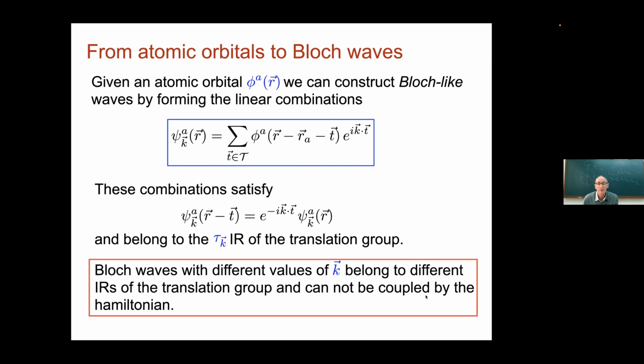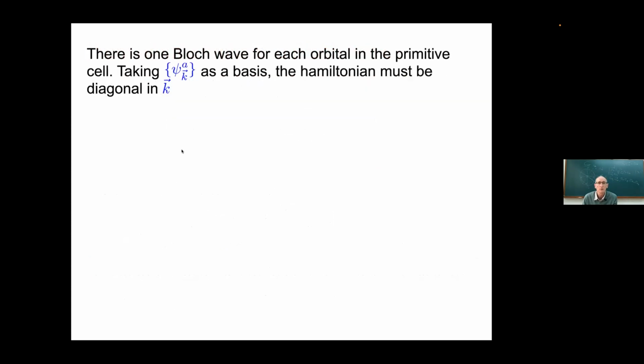So they are not coupled just because they belong to different irreps. Now, the Hamiltonian must be a linear combination of bilinears, and I can only make bilinears when I take the same irrep. So if I consider a wave function and a wave function for a different k, I get 0. So basically, that's what I mean.